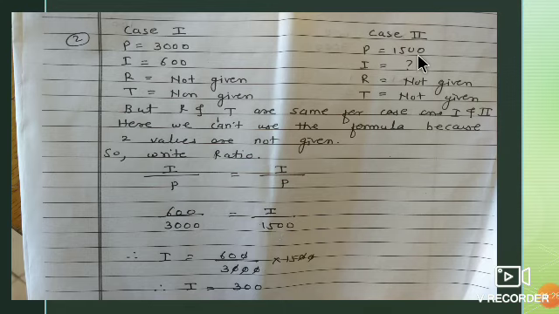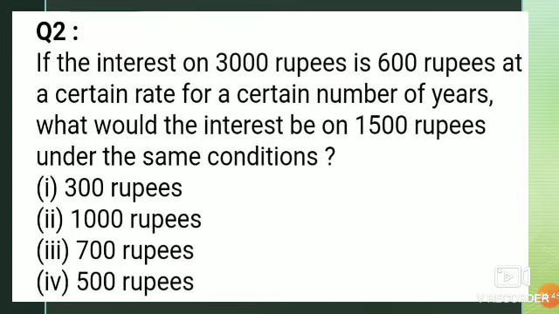This principal is case 2. Now for our convenience, we will take it to the left hand side: 600 upon 3000 multiplied by this 1500. We will get interest 300. So our answer is 300. So option number first is correct.